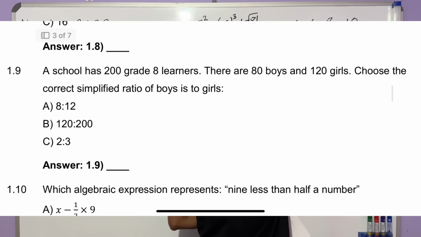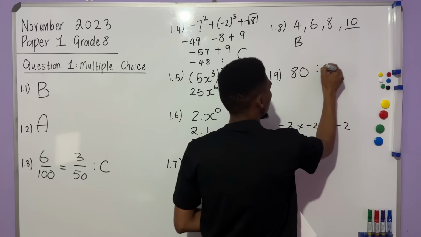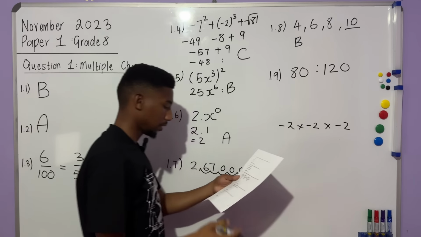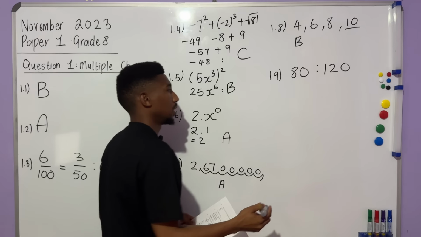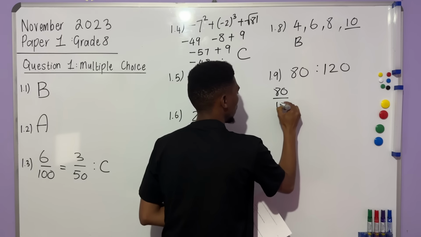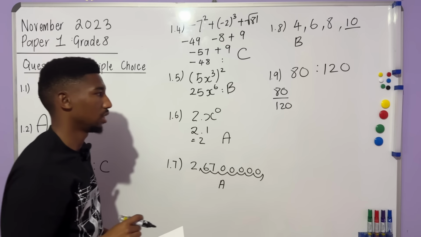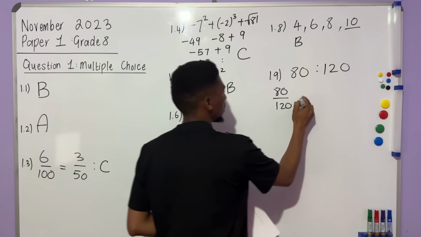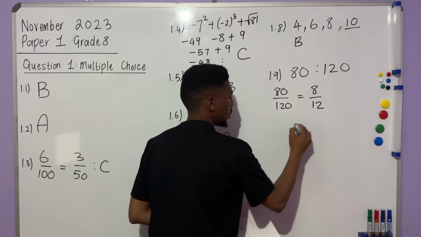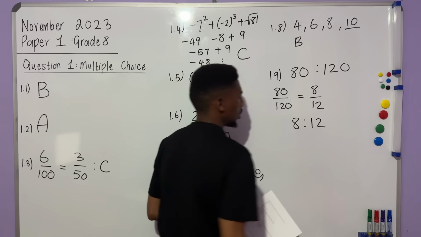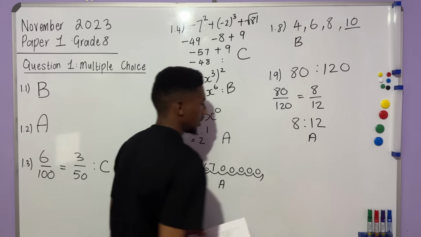You can write that right there. 80 and 120. First of all, we can also rewrite this as 80 divided by 120, and we can simplify this to have a different ratio over there. And when you simplify this, you can simply divide both sides by 10 and you'll get 8 over 12, which you can also write as 8 is to 12. The answer for 1.9 would be A.